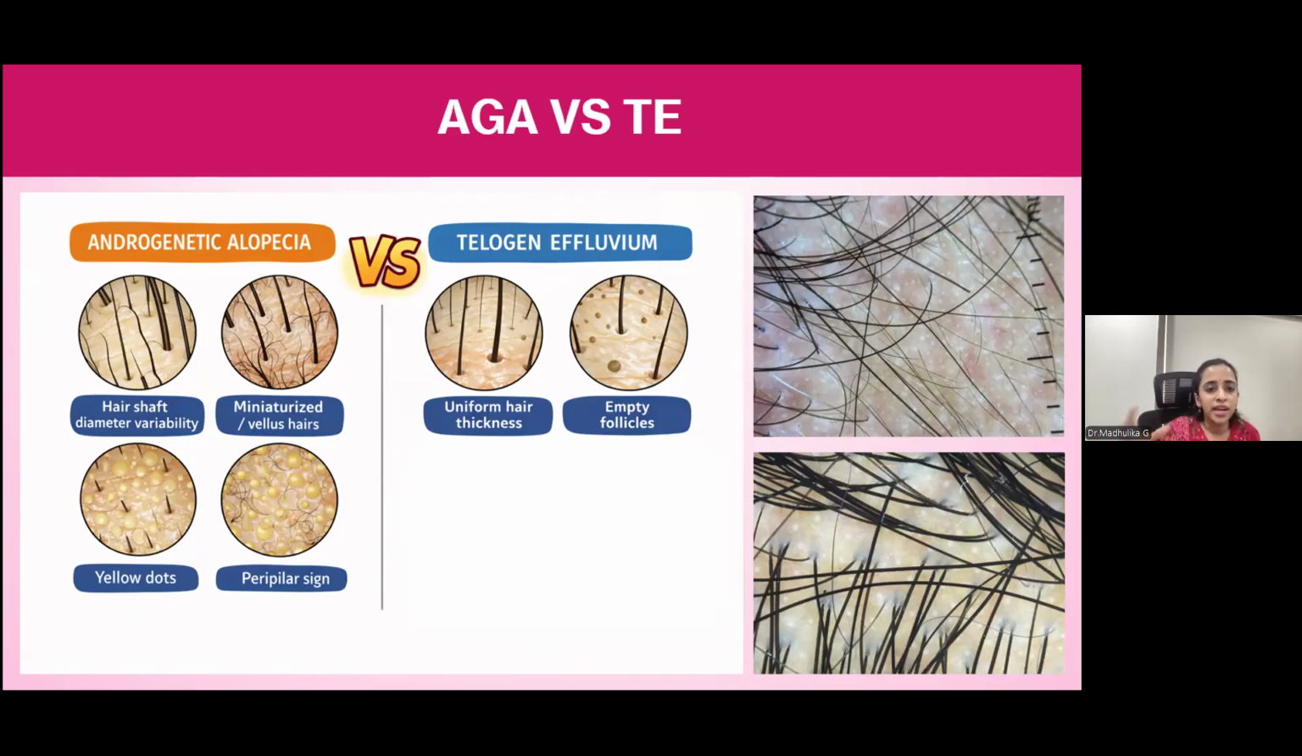And because over time they keep losing hair, you see more empty follicles. So that is yellow dots, and you can see a little perifollicular brownish pigmentation. These all happen in the later stages of androgenetic alopecia. While in telogen effluvium, the number of hairs coming from each follicle is reduced, but you don't see much of a change in diameter. There can be empty follicles, but not as many as in advanced androgenetic alopecia. Next slide.